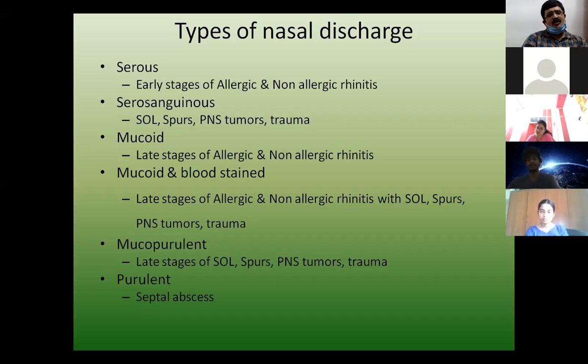Mucopurulent discharge, that is mucoid discharge with secondary infection, can be because of the involvement of your paranasal sinuses, which you most commonly call sinusitis. Sinusitis is inflammation of the paranasal sinuses. There are two groups of paranasal sinuses, the anterior group and the posterior group. The anterior group of paranasal sinuses are the maxillary sinus, frontal sinus, and anterior ethmoid sinus.